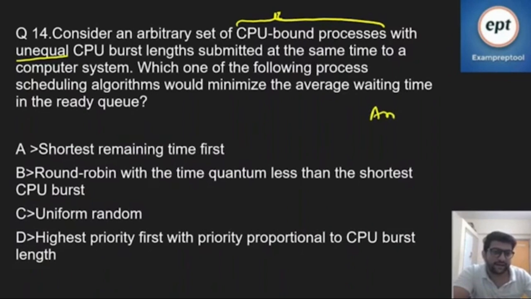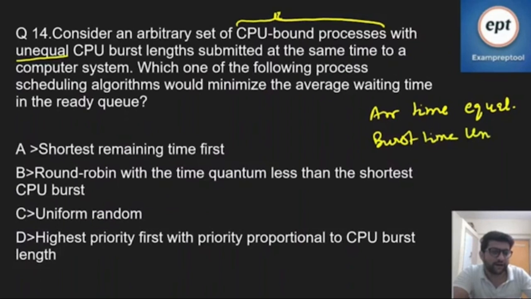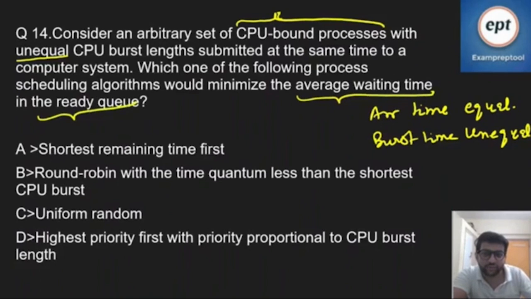So we have been given that the arrival times are equal for all the processes and the burst times are unequal. So just try writing these small pieces of information at the side because that will help you save some time, right? And that will avoid the silly mistakes that we make in the GATE exam. So the question is, which of the following process scheduling algorithms would minimize the average waiting time in the ready queue, right?